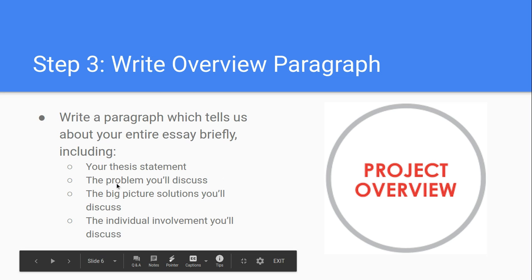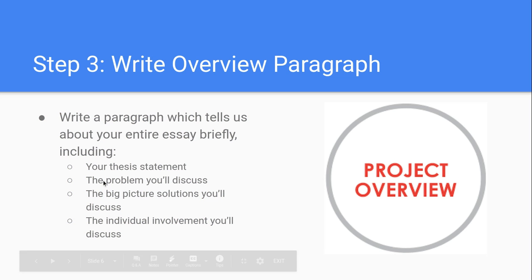So for instance, let's say I'm discussing human trafficking. I could say I'm going to talk about human trafficking in the US and elsewhere. Or I'm going to talk about human trafficking and I'll discuss both sex trafficking and labor trafficking. These are just really basic overviews to help me get an understanding of where you're going with this project.